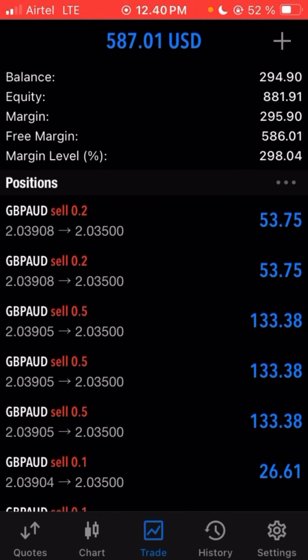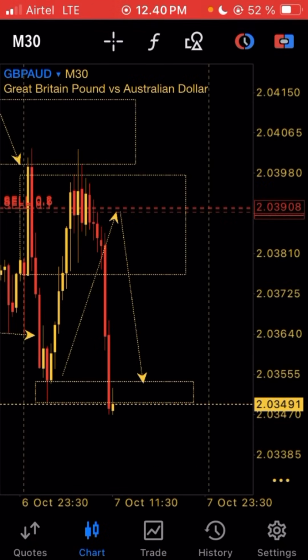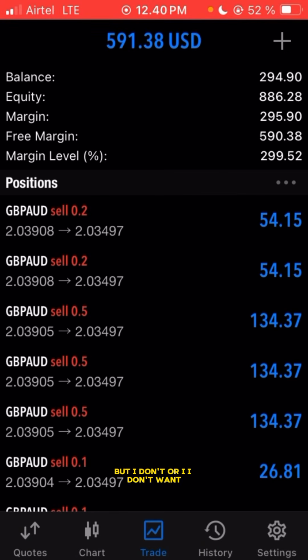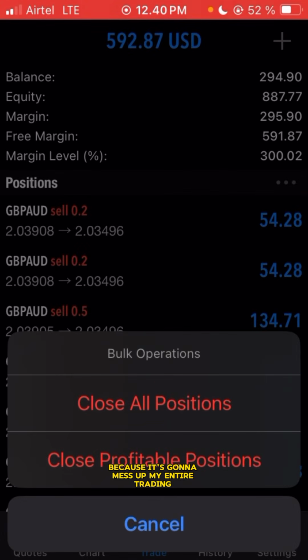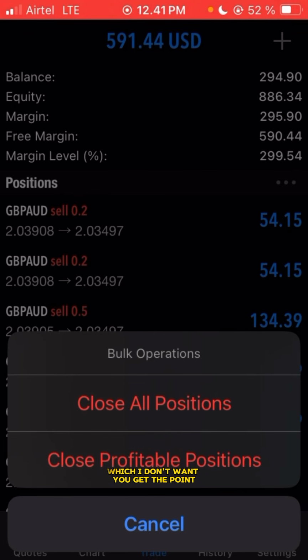Damn. I wish I was able to add more positions, but of course I can't. Of course I can, but I don't want to, because it's gonna mess up my entire trading plan. Remember, I said the market is unpredictable, and when you start over risking, that will put you on the edge of destruction, which I don't want. You get the point? It's something you need to be very, very careful of. You have no choice but to be careful.